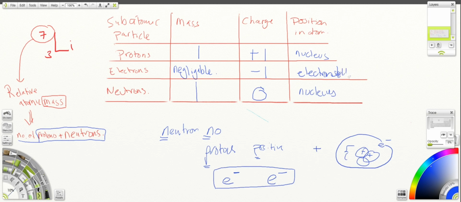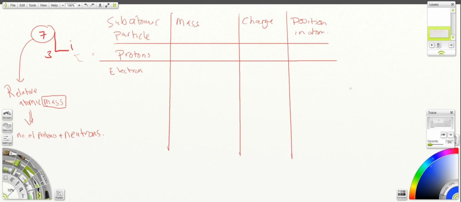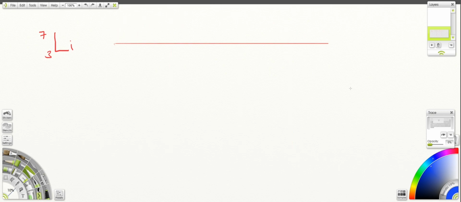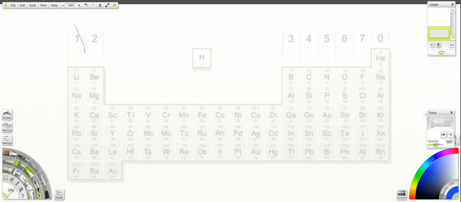The next thing we're going to be looking at is the relationship between the group and the number of electrons. So I'm just going to get rid of all of this. Off you go. I'll increase the opacity of my periodic table. If you look here, guys, what I want to show you is that this is group 1, as we've already said. All of this is group 1.